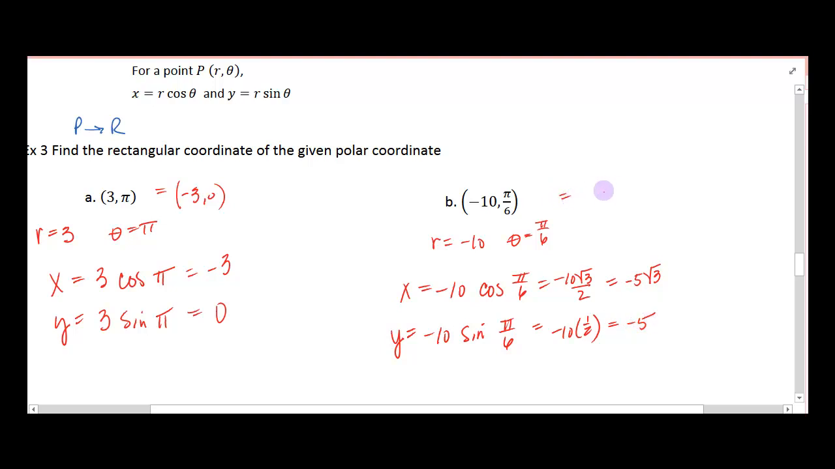So let me write it in its ordered pair up here. -5 square root of 3 for x, -5 for y, and there's the ordered pair of the rectangular coordinates converted from the polar coordinates here.